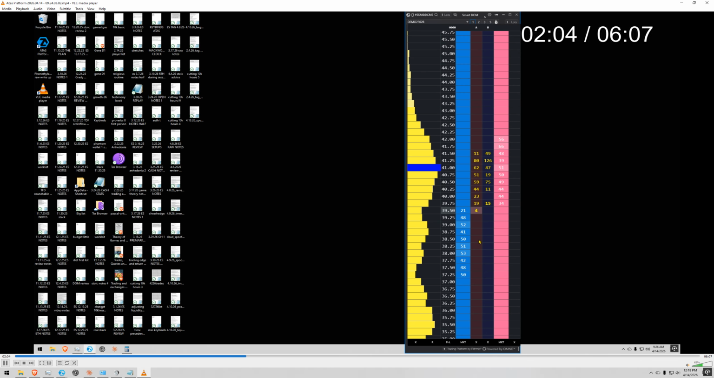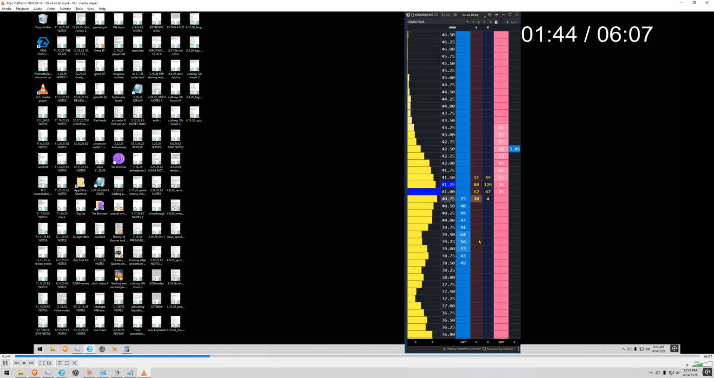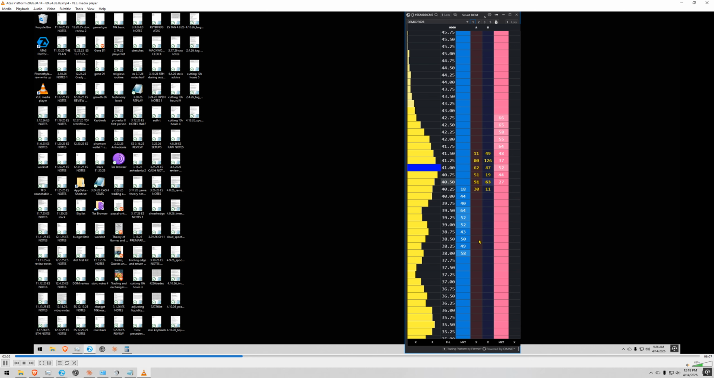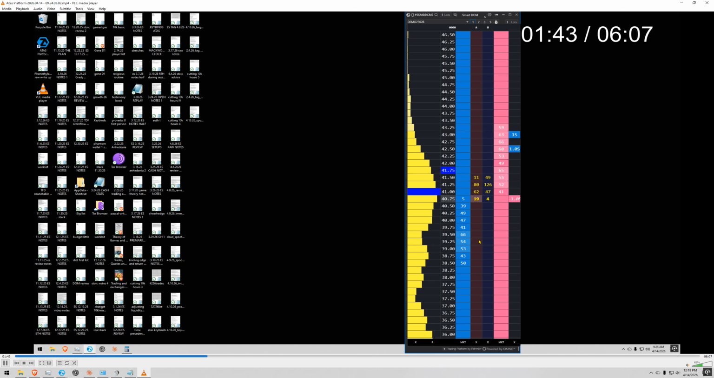And I closed that simply because we had got past VPOC and I had put too much size on. I added to that one again instead of closing.